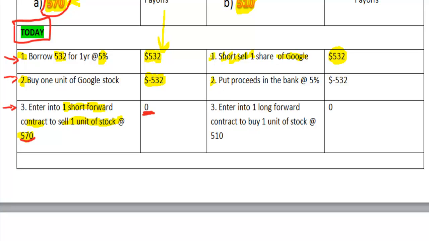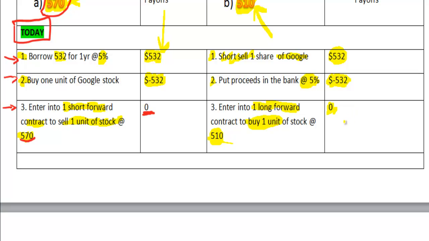$532 for it. The second thing we do is we put these proceeds at our continuously compounded risk-free rate of 5%. So we are parting with this money. You are giving the money to the bank, and therefore I show here a negative sign, which implies that there's a cash outflow. And then we enter into 1 long forward contract, i.e., we will have the obligation at maturity to buy 1 unit of a stock at 510, because this is the prevailing forward price. Yet again, the contract costs nothing to enter.